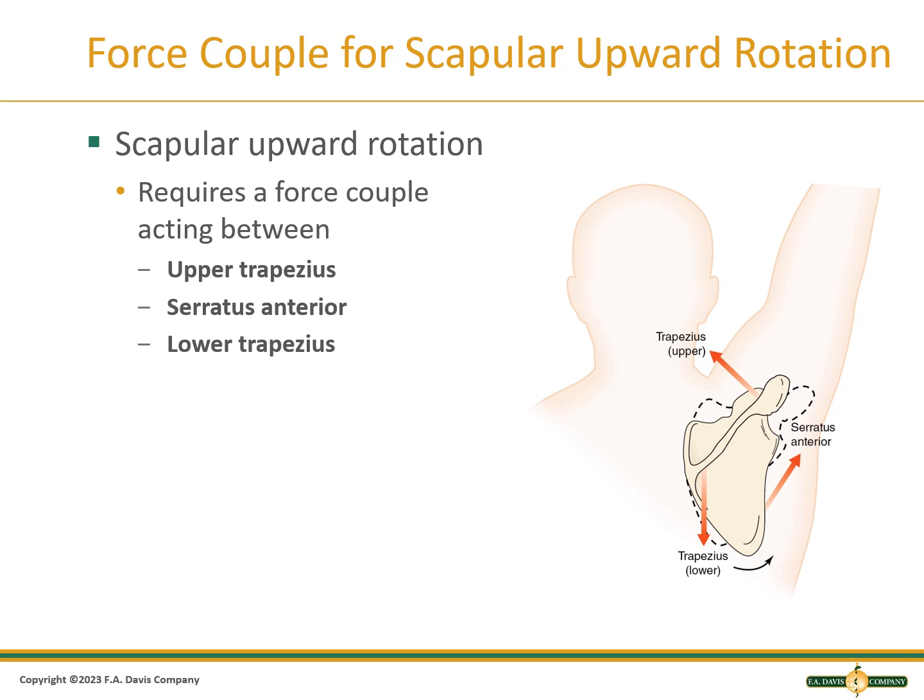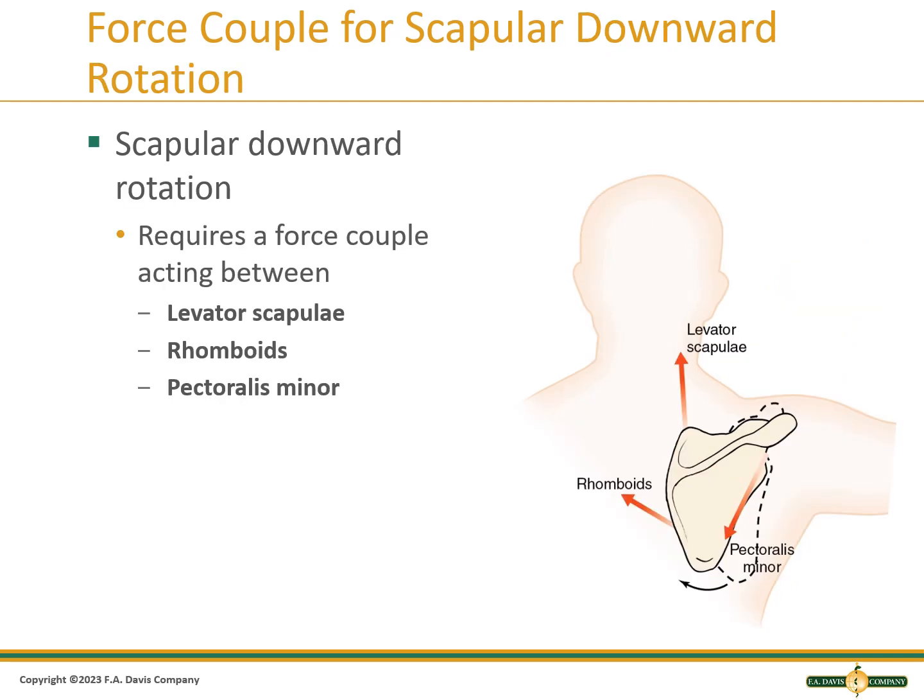If we compare that with downward rotation, scapular downward rotation is where we have our inferior angle moving more medially and inferior. This requires a force couple between the levator scapula pulling that medial portion of the superior scapula up, the rhomboids pulling the vertebral border of the scapula in, and then our pec minor helping to cause the coracoid process to pull down. And so this creates that downward rotation effect.